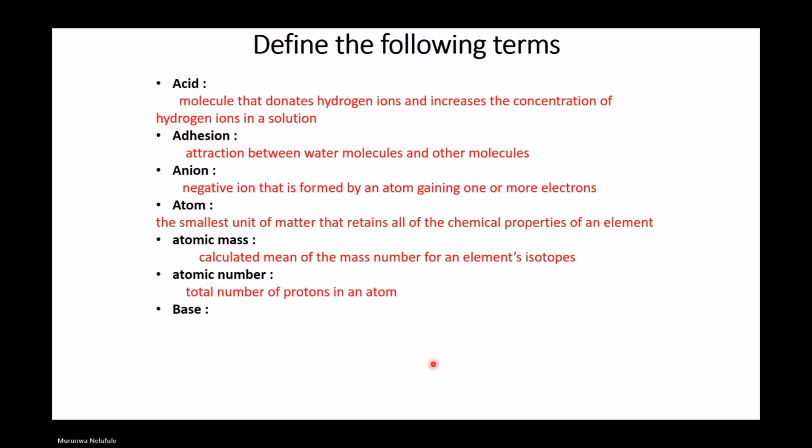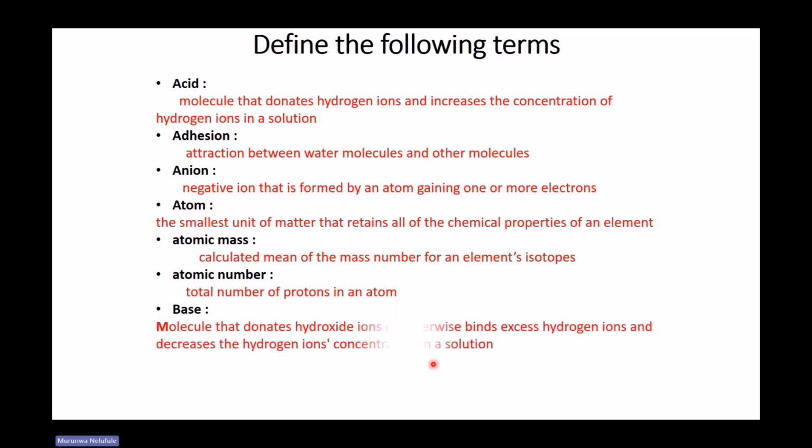Yes. A base is a substance that can neutralize an acid by reacting with hydrogen ions. A molecule that donates hydroxide ions and increases the concentration of hydroxide in a solution. Okay. One last person. Substances that reduce the hydrogen ion concentration of a solution. All right. I think that's it, you're getting it right, all of you. It's a molecule that donates hydroxide ions or otherwise binds excess hydrogen ions and decreases hydrogen ion concentration in a solution. So you're going to be talking about the hydrogen ions there. You're going to be going up and down with the hydrogen ions, then you should be fine.